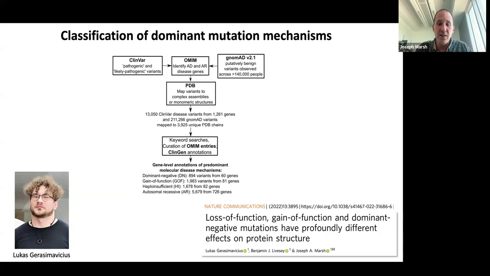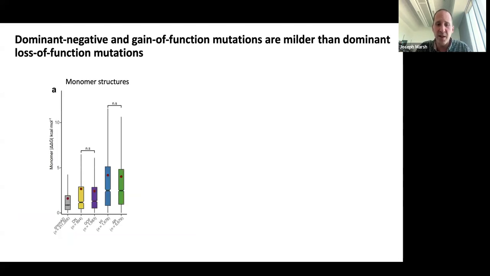And so we did that. We've got hundreds or thousands of variants from a bunch of genes. Then we modeled the impacts of all those variants on protein structures. We used both experimentally determined structures and AlphaFold models, but I'll report here for the experimentally determined structures.